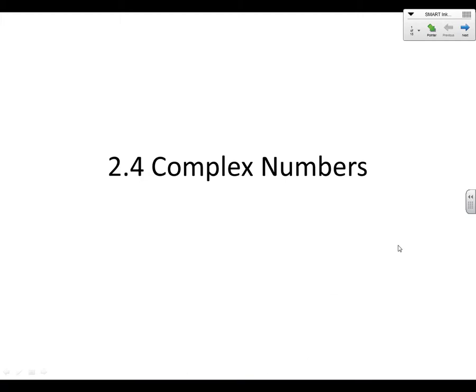Okay, section 2.4, complex numbers. A complex number is a combination of real and imaginary numbers, something like the real number 5 plus 2i. And just as a recall, i stands for the square root of -1.